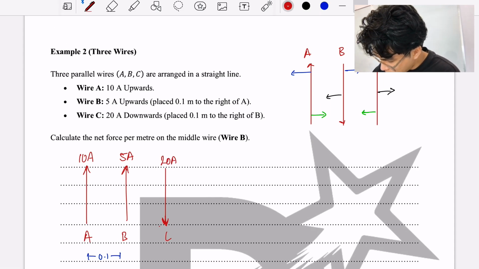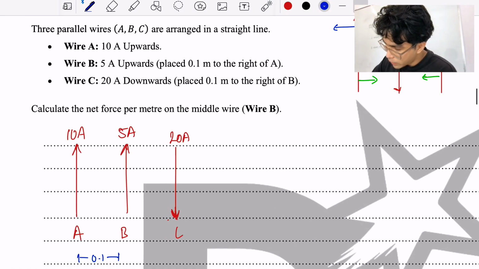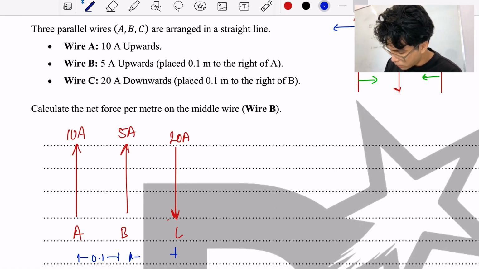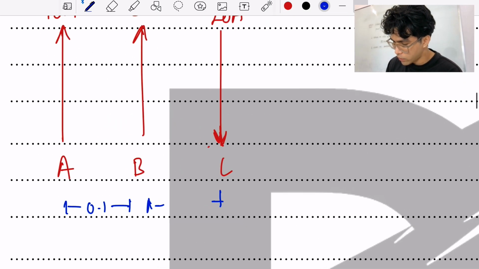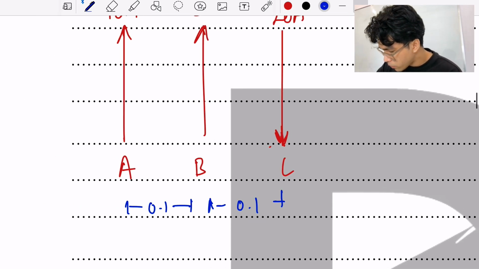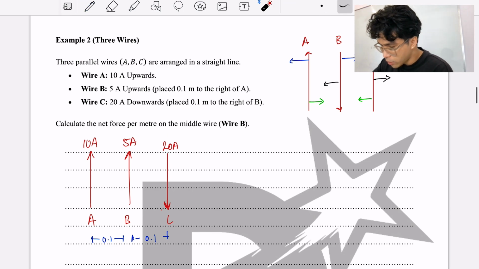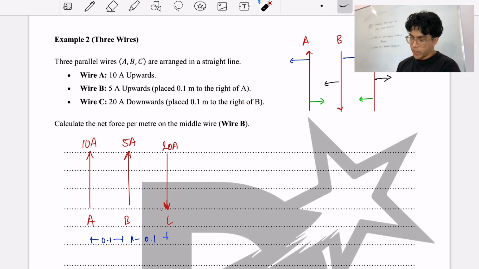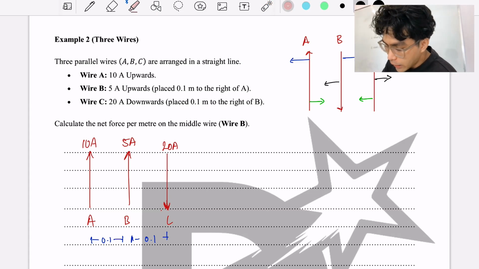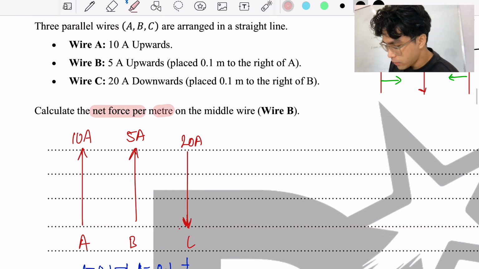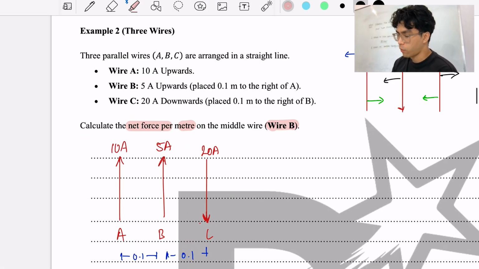Downwards 20 amps. Cool. And again, SI units, so okay, give me 1 second. 0.1. Cool. So 0.1 also to the right of B. Nice. Now what they want you to do is calculate the net force per meter in the middle wire. So they want you to find on wire B.